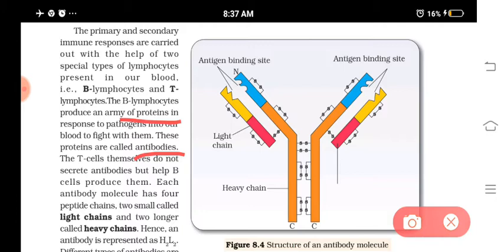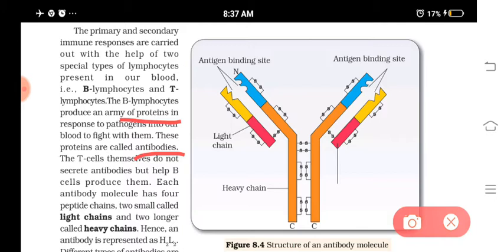antibodies. Okay. So this primary response and secondary response is due to what? The blood cells called lymphocytes. And they are of two types, I told. What are they? B lymphocytes and T lymphocytes. Clear? B lymphocytes, how do they protect our body? They produce antibodies. And T lymphocytes, how do they do it? They help the B cells to produce the antibodies.